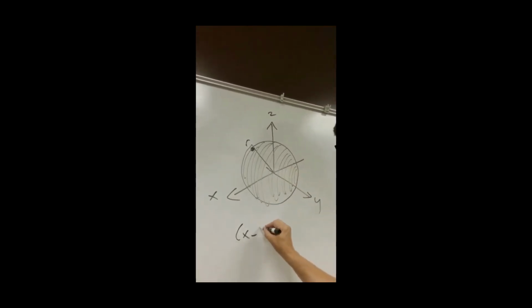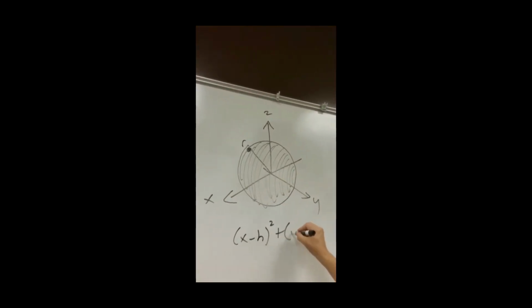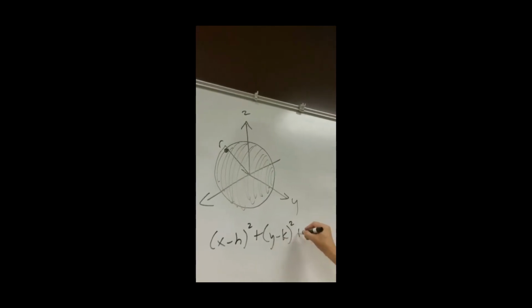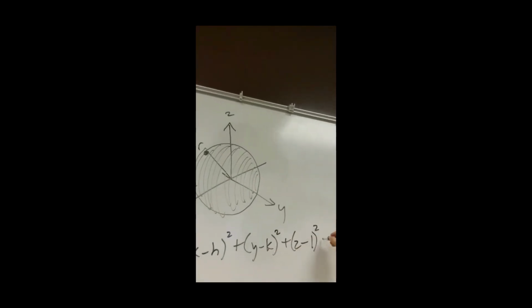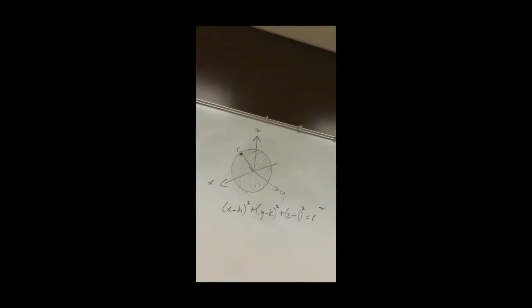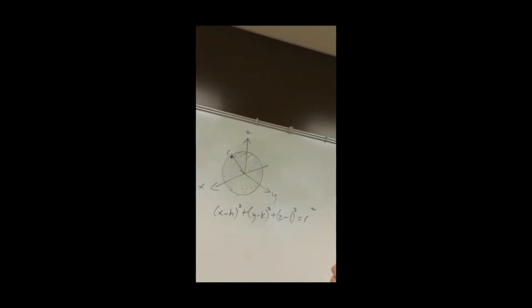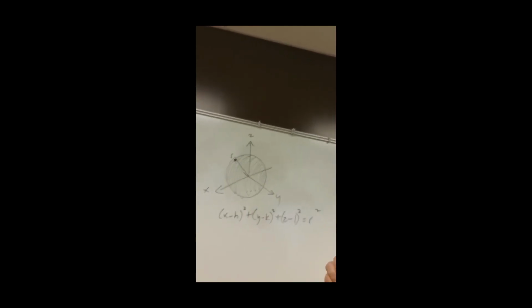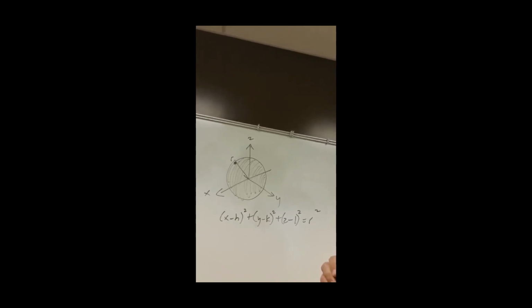And as you've already guessed, the equation for a sphere, if its center is not at the origin, is x minus h squared plus y minus k squared plus z minus l squared equals r squared, which is basically an extension of the very same formula for a circle that you learned in analytic geometry. And that's pretty much the end of this particular section of James Stewart's calculus textbook.